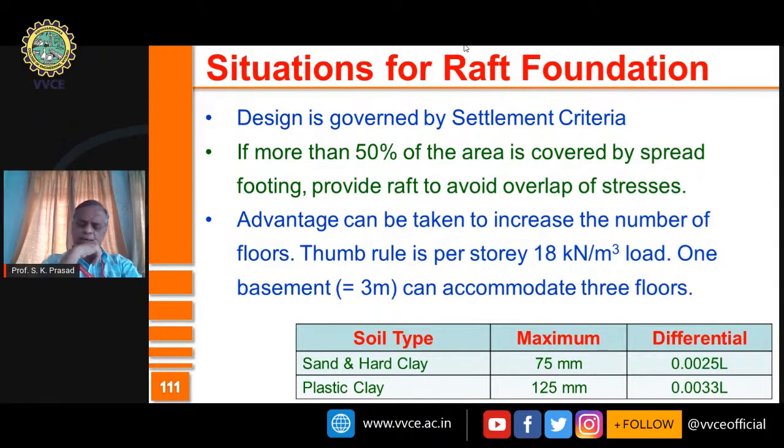Naturally, you can allow higher level of settlement in clayey soil because they are more flexible. But in sandy soil or stiffer soil, it is better that permissible limits of settlement are well within tolerable limits, lower value. The other important reason is when you have an area, available area, and then you need to provide isolated footings. You find out the total area of isolated footings, and if it exceeds 50% of available area, you go for raft foundation.